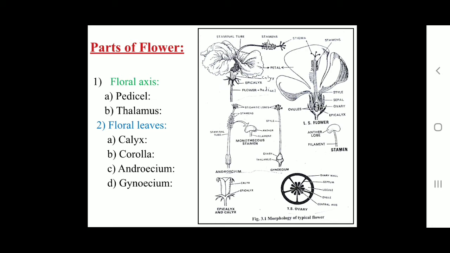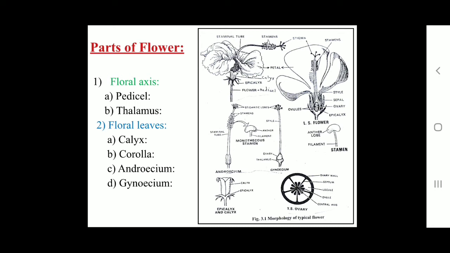Each stamen consists of a slender elongated filament. The filament at its apex bears two small bag-like structures called anthers. Each anther is made up of two anther lobes, which are joined by means of a connective. Each anther lobe contains two pollen sacs enclosing several pollen grains. Each pollen grain germinates and forms two male gametes. Hence, androecium represents the male reproductive organs of the flower.